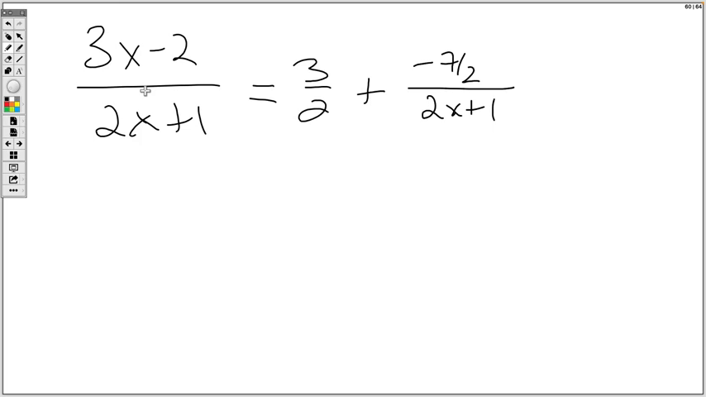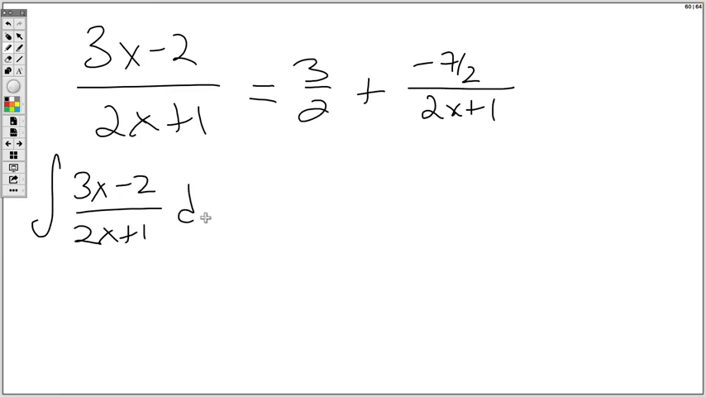Now, what's the advantage of this? We've taken something that we couldn't integrate right away, or we probably could have, if we could have done some u substitutions and some shenanigans, but the long division works better and it works more generally, to now integrating this.